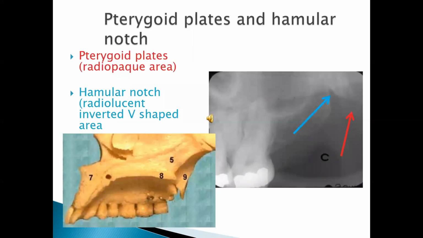So let us know what these landmarks are. Behind the maxillary molar, the radiopaque area is the maxillary tuberosity. After that, we have a V-shaped radiolucent area which is known as the hamular notch. Then there is a reddish arrow which points again to a radio-opaque area which are the pterygoid plates. Now, if you look at the gross specimen, number 9 indicates the pterygoid plates.